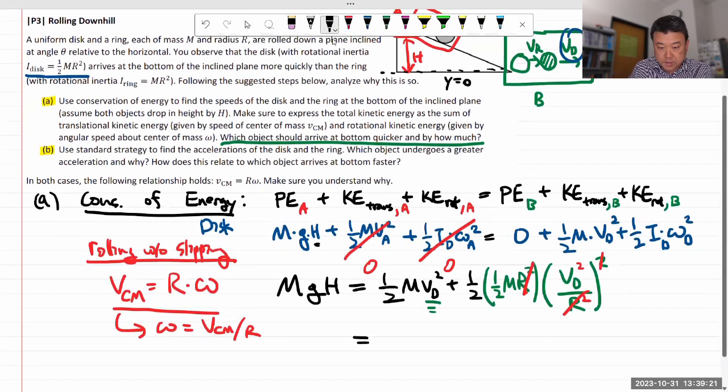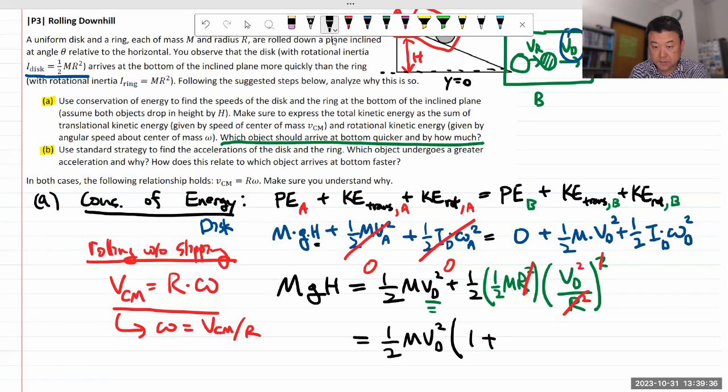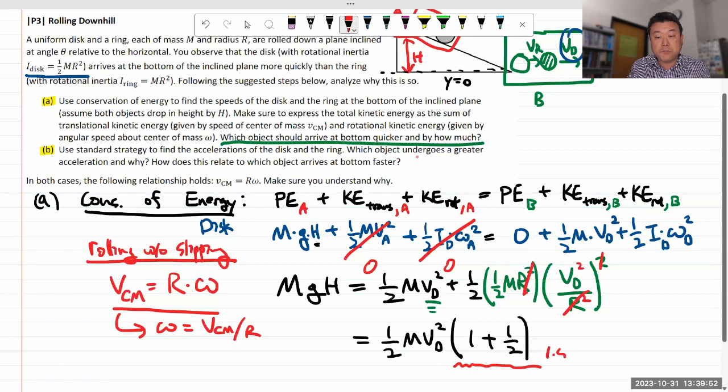What you have is, it looks like I can actually factor out 1/2 mVd squared. It's in every single term. So let me factor out 1/2 mVd squared. So I have 1 from my translational term, plus the terms from here, and I have 1/2 remaining. So what that rotational kinetic energy does is it takes this term that would have been 1 without rolling, and it changes it to 1.5.